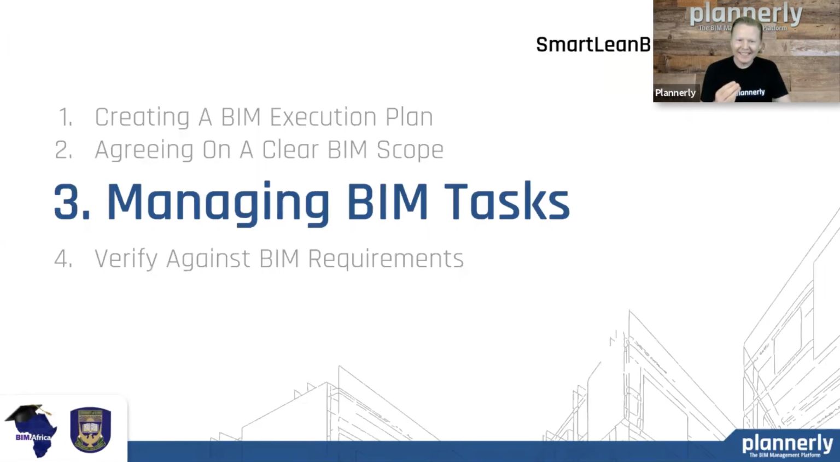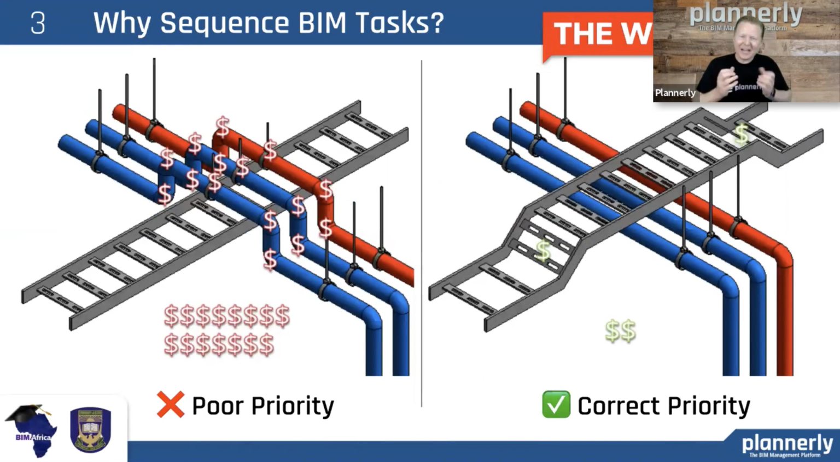Number 3, once we have a plan in place, once we've got a clear scope that everyone can understand, we've got a set of tasks that then need to be managed. So the next one, number 3, is how do we go about managing those tasks to completion? Let's ask ourselves why. Why would we need to manage the tasks? What's important about the management of tasks?